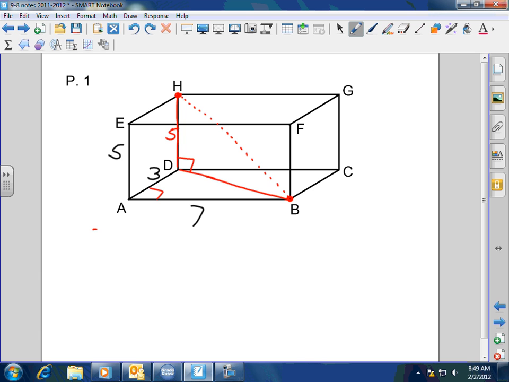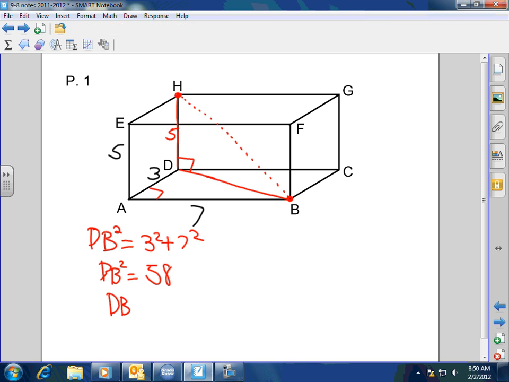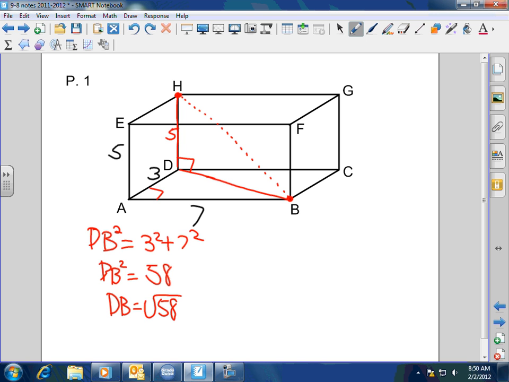Okay, so I was right in the beginning. I should have stuck to my guns. dB squared equals 3 squared plus 7 squared. So dB squared equals 58. So dB equals the square root of 58, which is going to be 2 times 29. Okay. So that is what dB is.